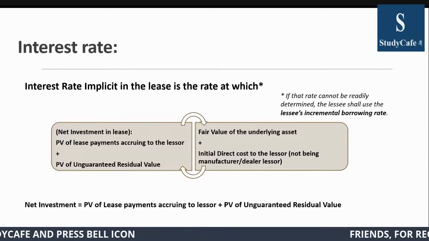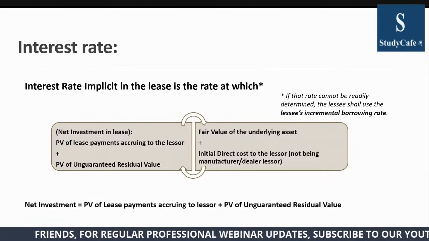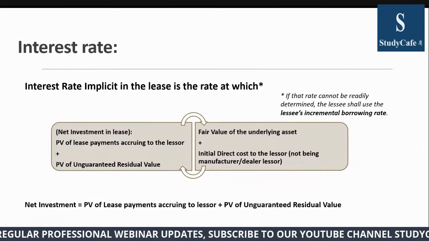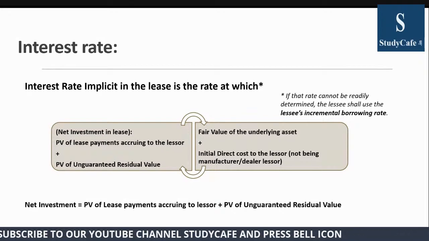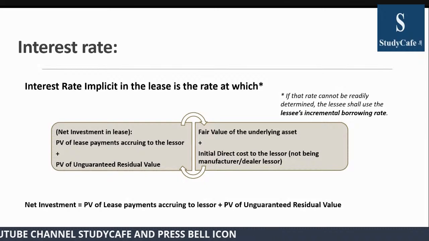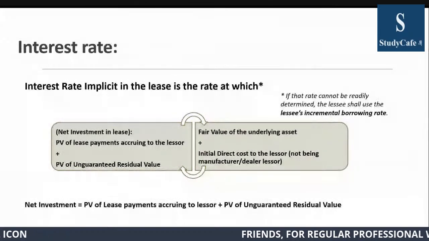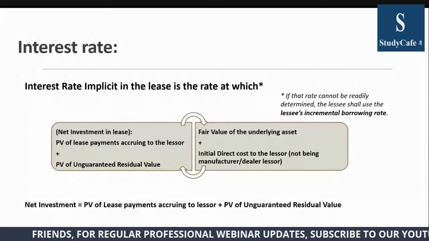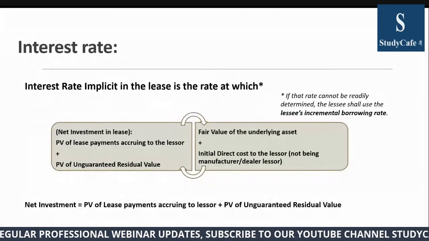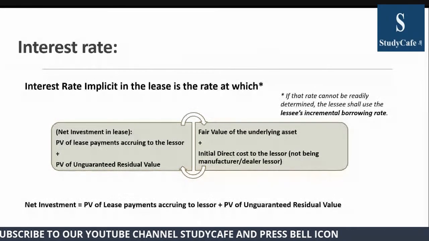So Ind AS 116 has given two kinds of interest rates for the lessees to be able to discount these future lease payments. Number one is the interest rate implicit in the lease. This is the rate at which the net investment in lease is equal to the fair value of the asset. The interest rate implicit in lease is calculated by the lessor, because this is from the point of view of the lessor, and then this rate is shared with the lessee. But in case the lessee is not able to get this rate, it can always use the incremental borrowing rate.